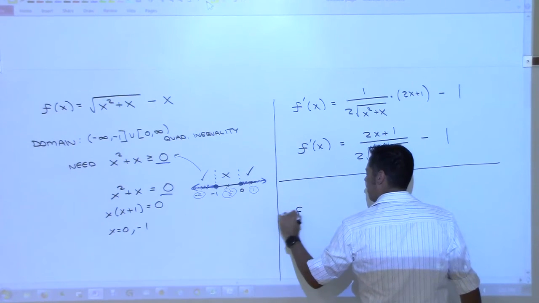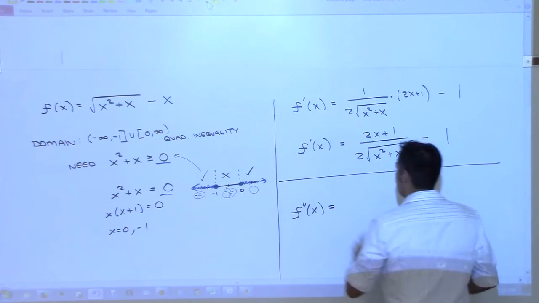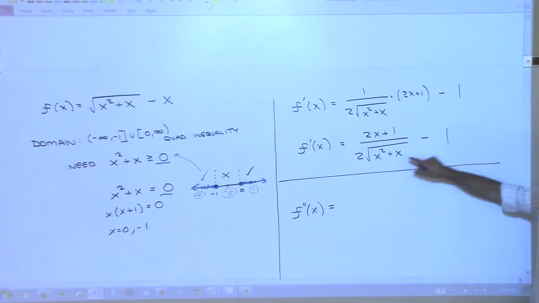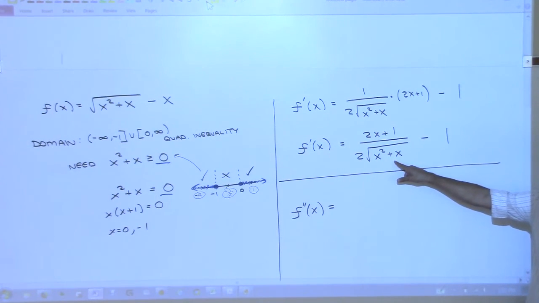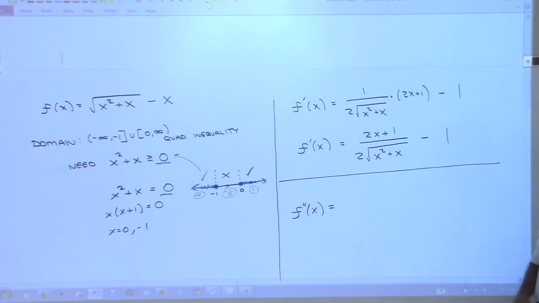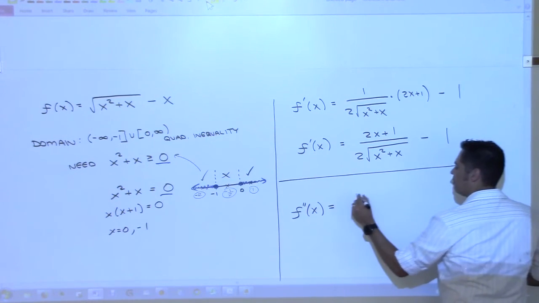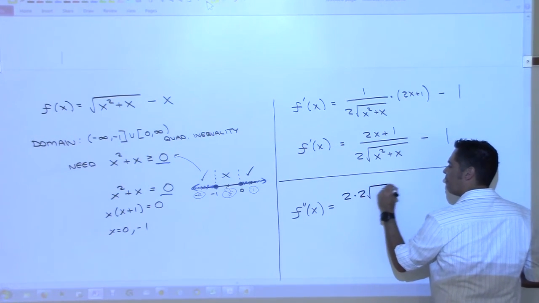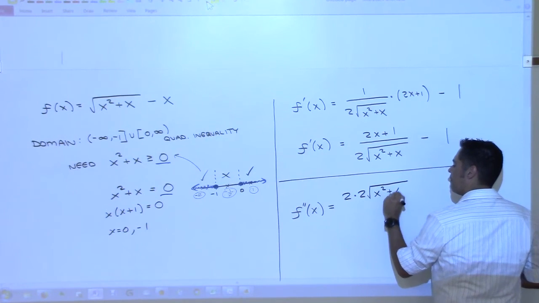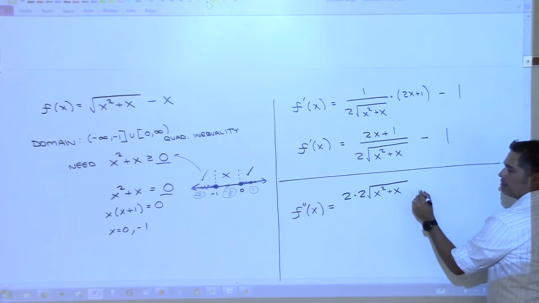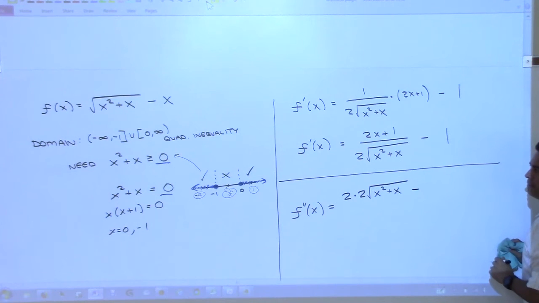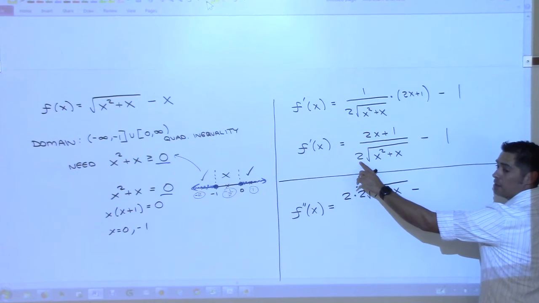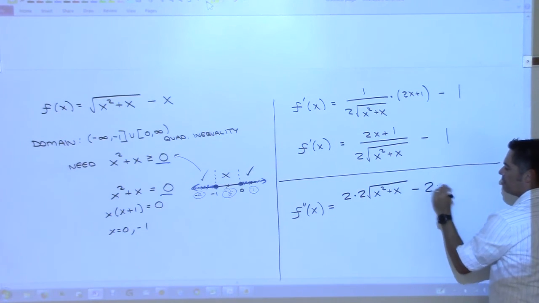So when I do my second derivative, well, this is going to be the easy part, right? Derivative of that's going to be 0, so I don't even have to worry about that. But this is going to require a quotient rule, right? So it's going to be derivative of the top, which is 2, times the bottom, minus the derivative of the bottom. So what happens with the 2? It just comes with us, right?